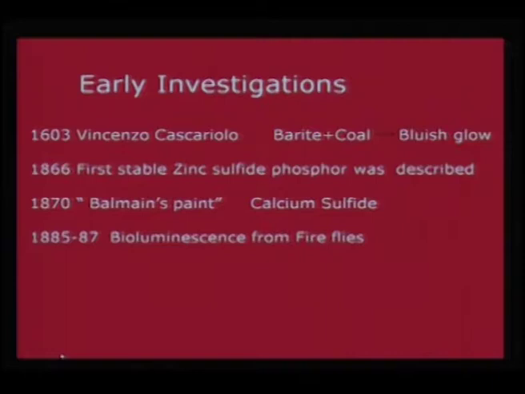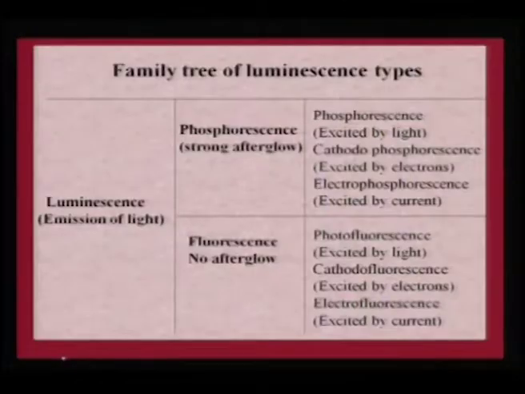In 1866 the first stable zinc sulphide phosphor was described, and then calcium sulphide was discovered in 1870, and in 1885-87 the concept of bioluminescence from fireflies was also observed. So, these are some of the milestones in this phosphor research, and in the last 20-30 years it has taken a very different turn, and we can look at it. Before I define what these phosphor materials are and where we can see them operating, let me give you a basic definition of the different types of luminescent phosphors that are possible.